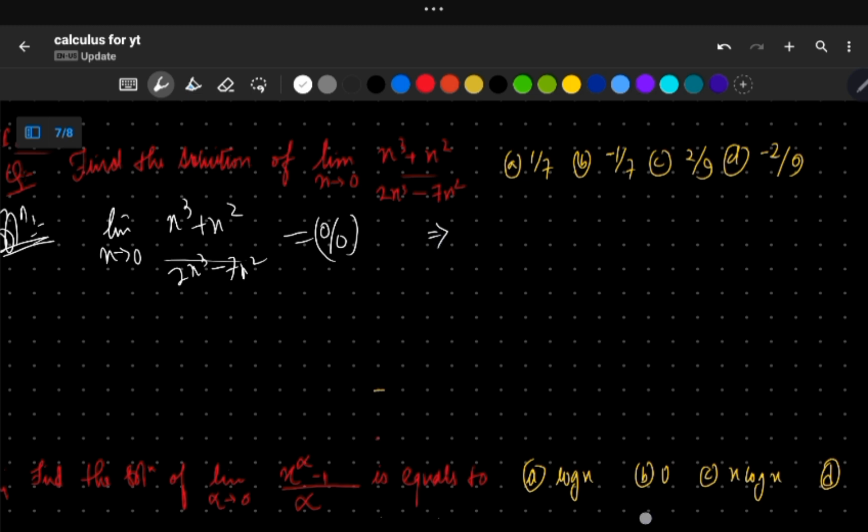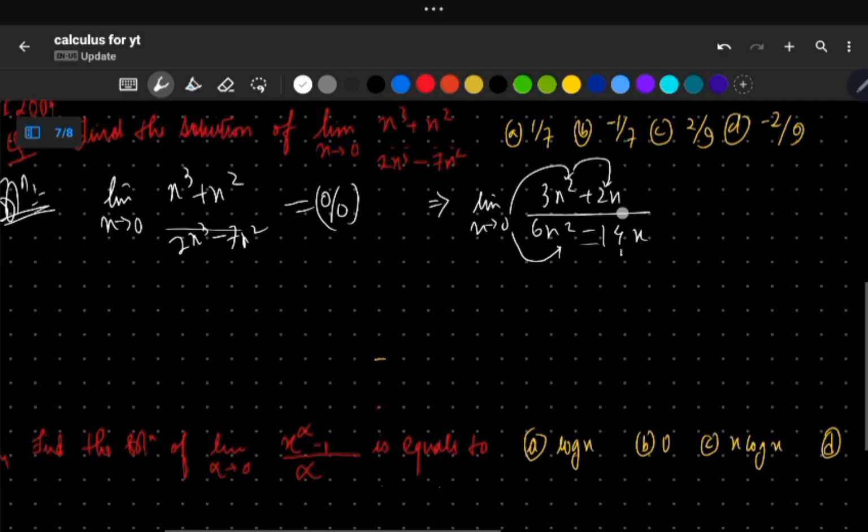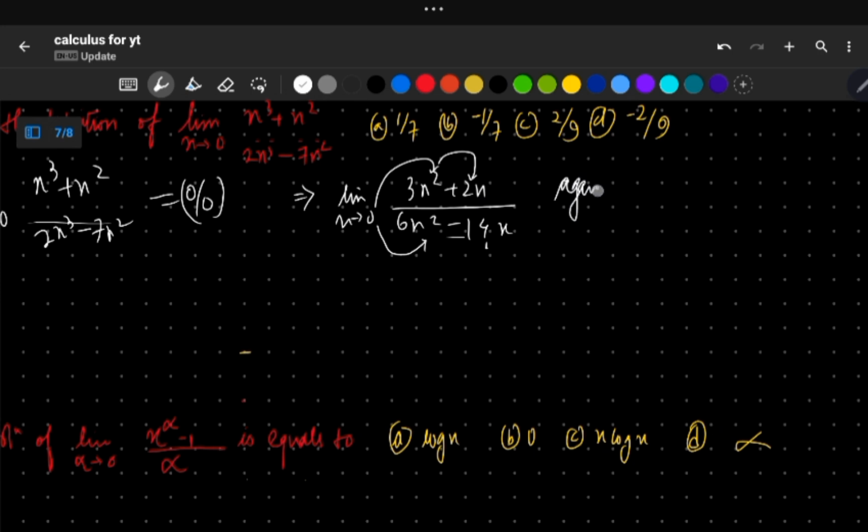After applying the first derivative, the L'Hospital rule, we get limit x tends to 0, 3x square plus 2x, and in the denominator, 6x square minus 14x. After that, if we put 0, this becomes 0, this becomes 0, this becomes 0, this becomes 0. So we will be applying it again.